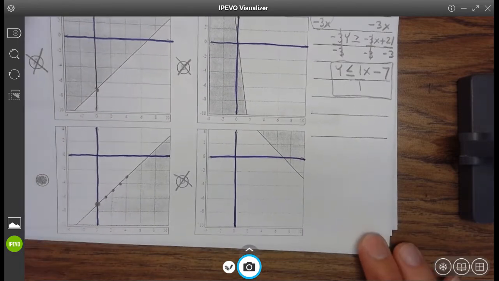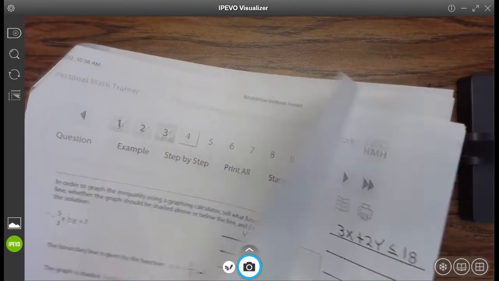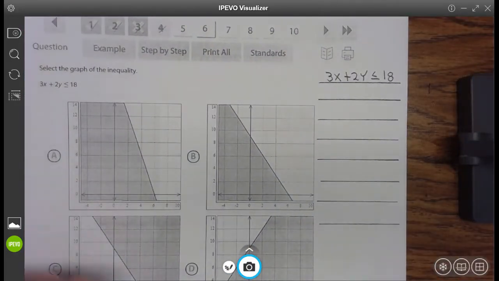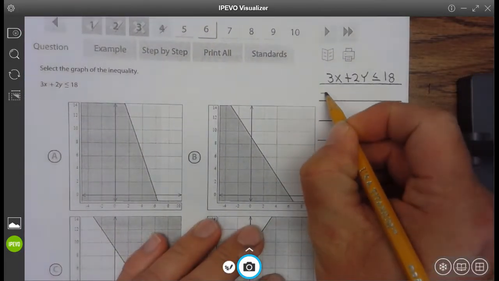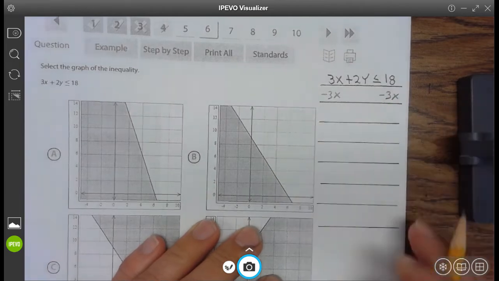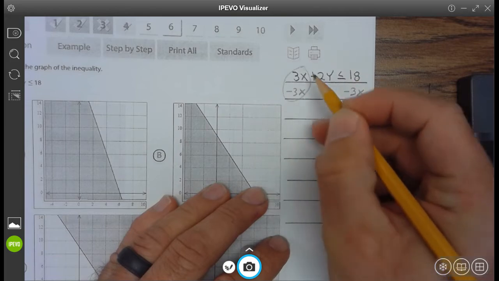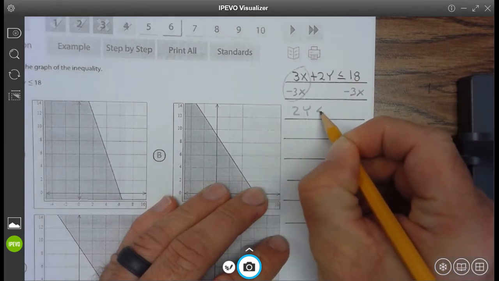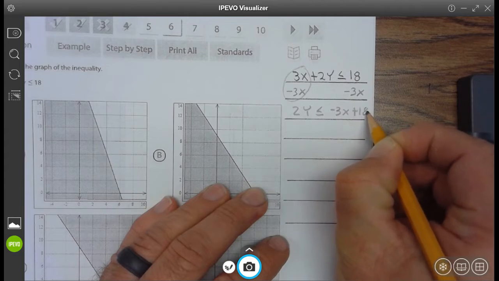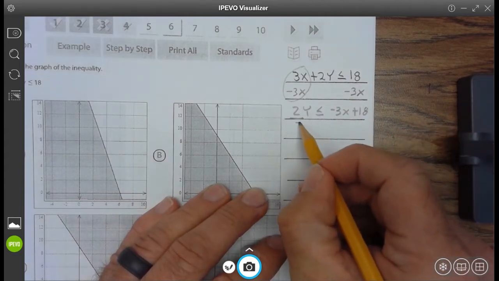All right, let's move on to the next example. Select the graph of the inequality. Before we can select the graph, we need to solve this for y. So we're going to subtract 3x from both sides. That's 0. You get 2y less than or equal to negative 3x plus 18. We're going to divide everything by 2.